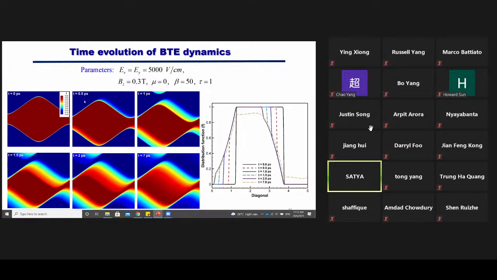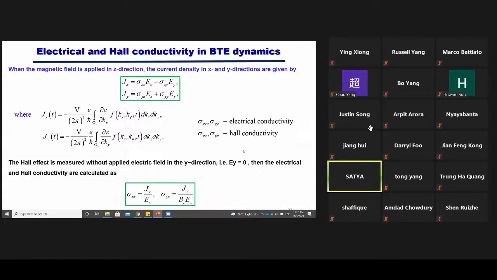And this is the time evolution of the Boltzmann transport equation. And we can see here that as time goes on, the solution goes to the Bloch oscillation region. And this is the solution in one-dimensional form. And after that, we calculate the electrical and Hall conductivity in the Boltzmann equation.